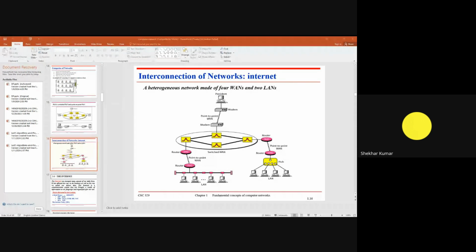WANs are built using your leased lines. At each end of your leased line, a router connects. A router connects the LAN on one side and a hub within the WAN on the other end. This is your internet. It generally covers a large distance, states, countries, continents, and the communication medium between them is your satellite, your public telephone networks, which are connected by your routers.